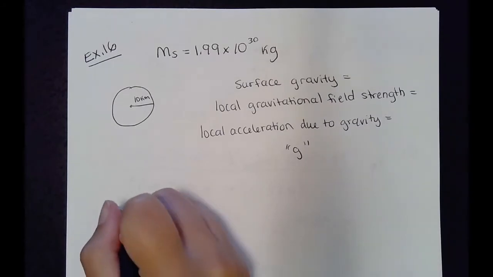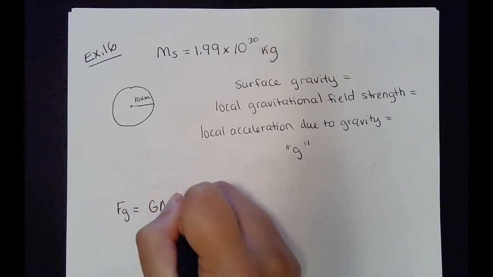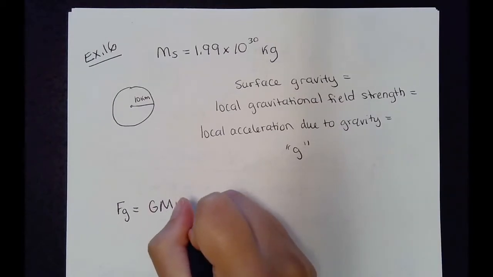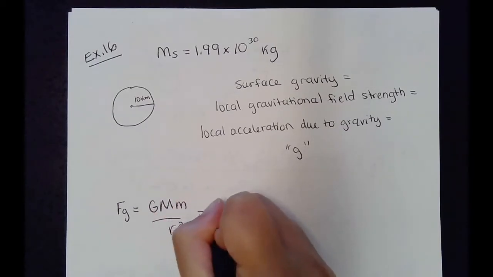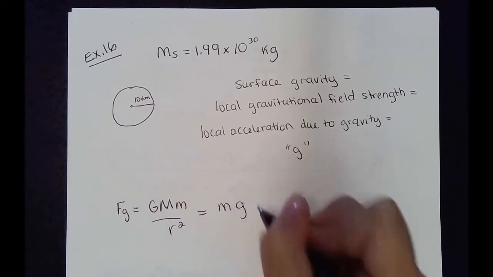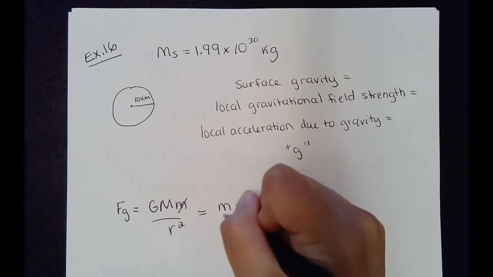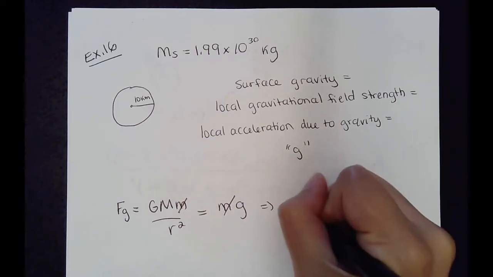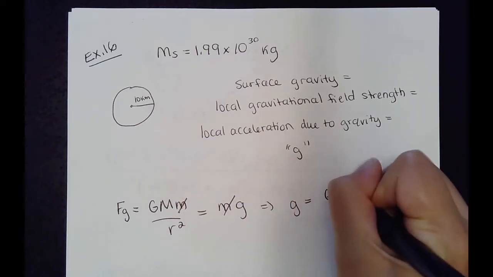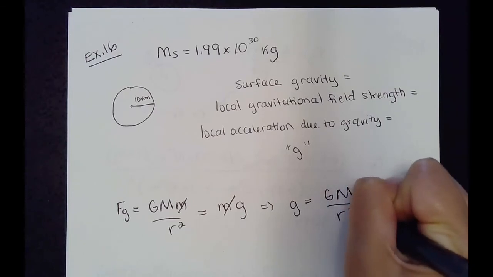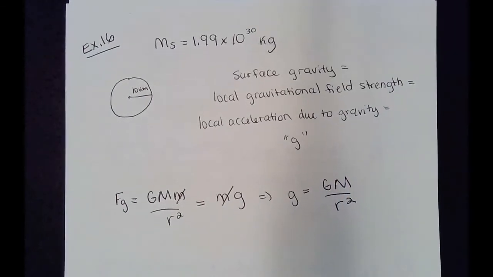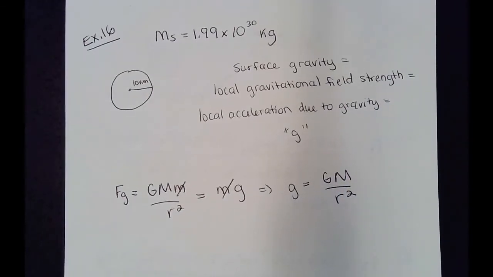So remember how we found this on Earth. We equated both forms of the force of gravity. So GMm over r squared equals mg, the lowercase m being the object mass or the person mass that's on the surface of the planet. So m cancels and we have g equals GM over r squared. And now we can do this for this neutron star.